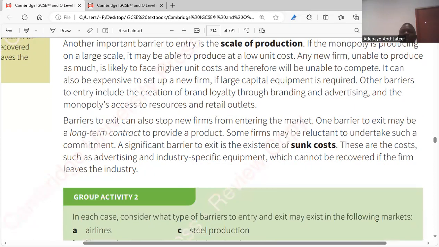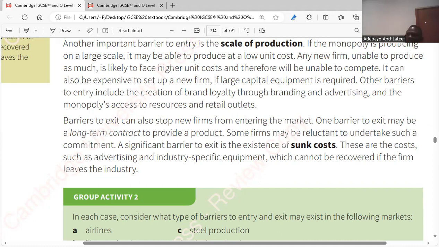So barriers to exit can also stop new firms from entering the market. One barrier to exit may be a long-term contract to provide the product. Some firms may be reluctant to undertake such a commitment. A significant barrier to exit is the existence of a sunk cost. These are costs such as advertising and industry-specific equipment, which cannot be recovered if the firm leaves the industry. So the barrier to entry is one way. The other one is the exit barrier, which could be through a long-term contract.